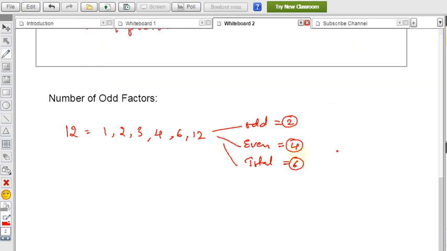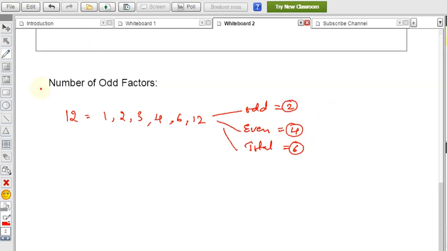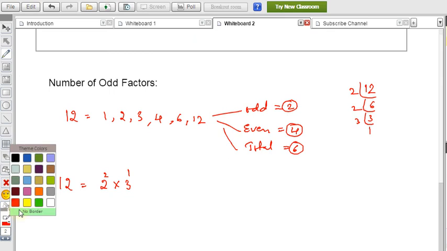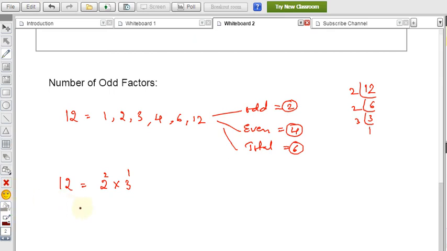But for 12, we need to know the prime factorization first. Now let us take the prime factorization of 12. 2 sixes are 12, 2 threes are 6, and 3 ones are 3. So finally 12 I can write as 2 to the power 2 into 3 to the power 1. So for all the factors you take every power and add 1. But for odd factors we will take only the odd base powers.